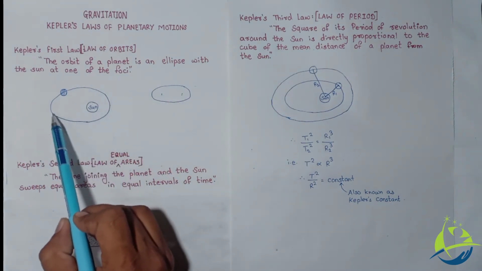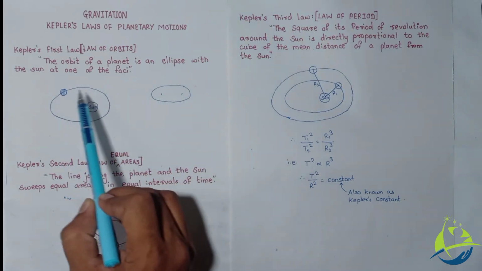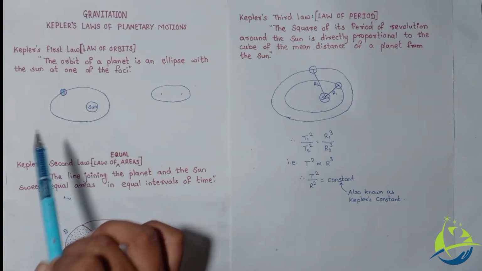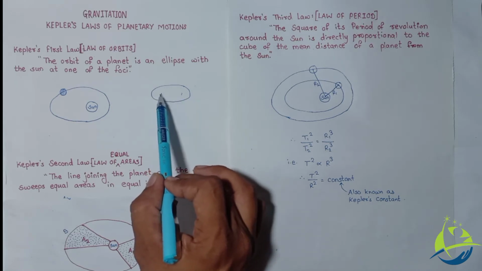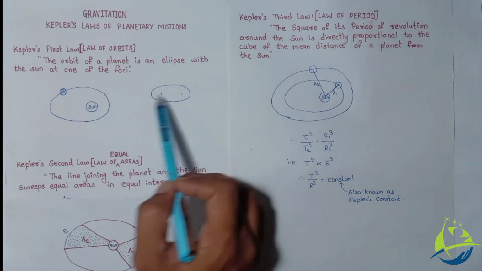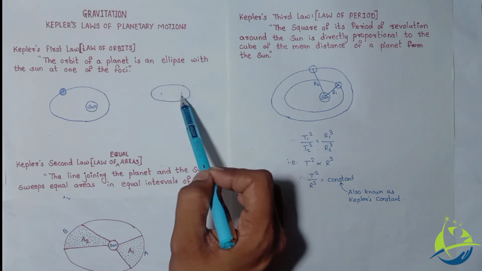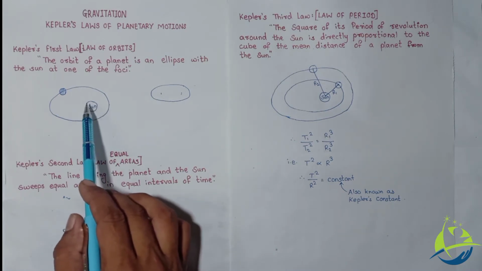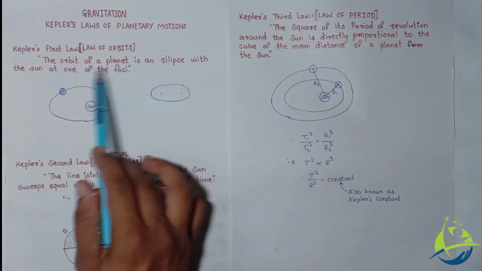See, this is an orbit whose shape is an ellipse, meaning an elliptical orbit. Planets move around the sun in an elliptical orbit with the sun situated at one of the foci. See, this is an ellipse. An ellipse has two foci. These are the two foci. The sun may be at this focus or at this focus. See, the sun is here, meaning the sun is at this focus. If the sun is situated at one of the foci, then the planets move around the sun in an elliptical orbit. This is your first law.